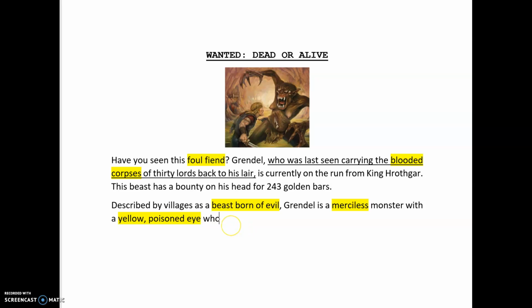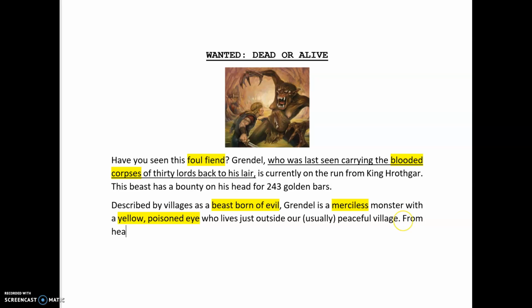Who lives just outside our village. And actually, I think I'm going to go back here and add in some brackets, because it's usually a quiet village. But at the moment it's not, because Grendel keeps terrorising everybody. Now I'm going to go on to describe Grendel a little bit more.